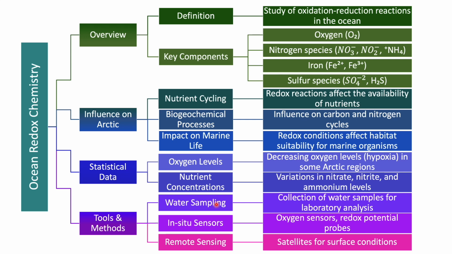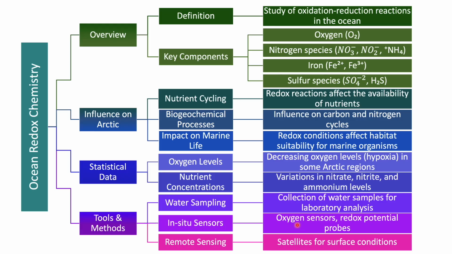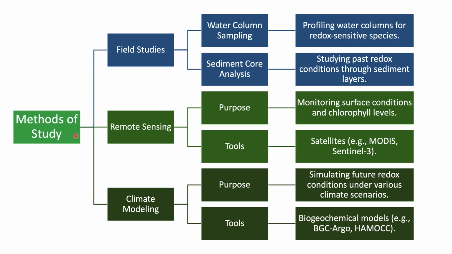One is the water sampling. So here, collection of water samples for laboratory analysis leads to our understanding of what redox chemistry is happening. In situ sensors can be used, which are mainly oxygen or redox potential probes, or we can also use remote sensing satellite images for understanding the changes that are happening. And the overall methods of study include three major types: field studies, remote sensing, and climate modeling. These are the three major areas where scientists are carrying out research to understand how the ocean redox chemistry is happening.